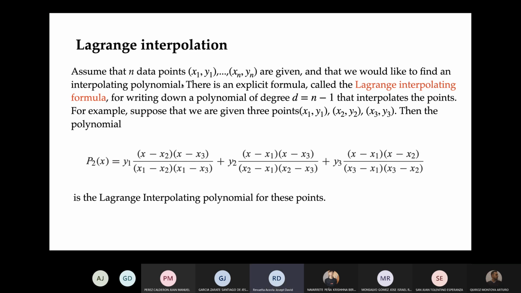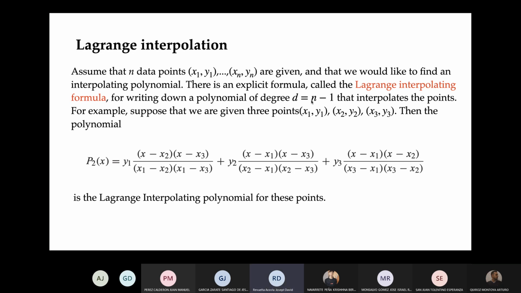Okay, so there is an explicit formula to do this. This formula is called the Lagrange Interpolating Formula. For writing down a polynomial of degree d equal to n minus 1 that interpolates the points, we can use this formula. If we have 3 points, it's going to have n minus 1, so the degree of the polynomial is going to be 2.